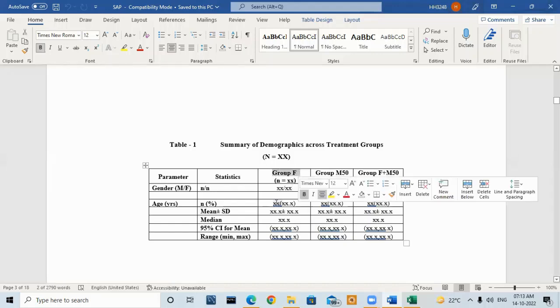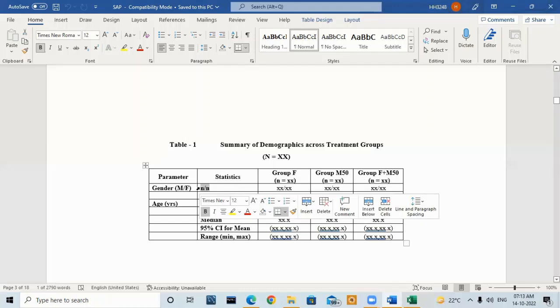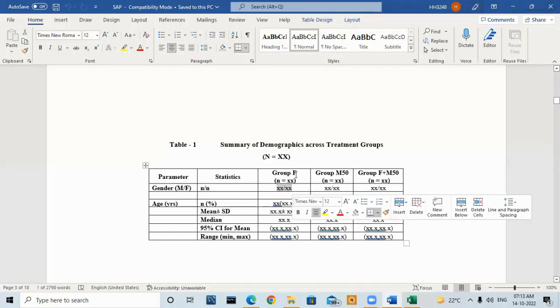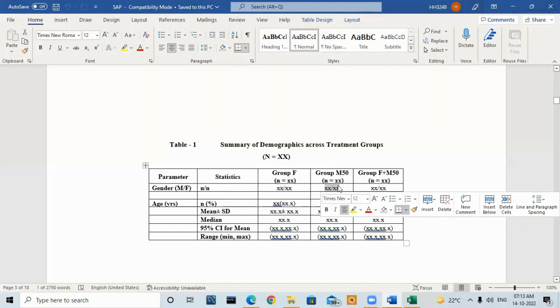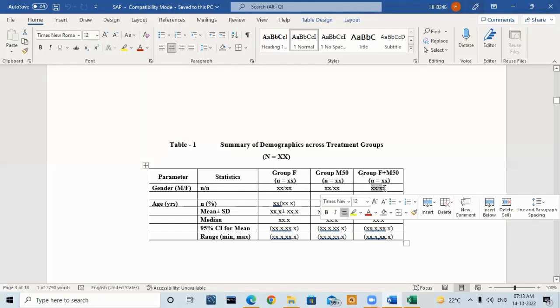Are you getting me? This N by N, sorry, this is actually the representation, not total. This is the representation N by N, male by female. And here group F means number of males, number of females in group F. Group M50 means number of males and number of females in group M50. Group F plus M50 means number of males and females in group F plus M50. Clear now, everyone?